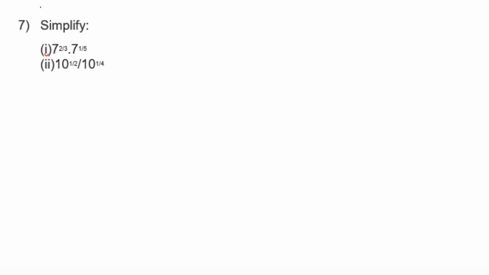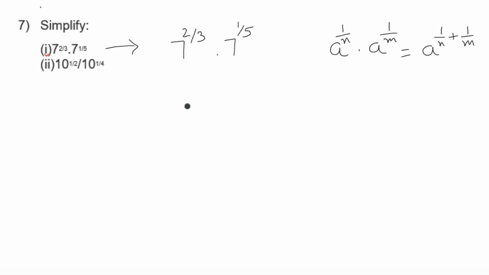Now our last question of today's problem solving session is first 7 to the power 2 by 3 multiply with 7 to the power 1 by 5. As we know the formula, if a to the power 1 by n multiply with a to the power 1 by m, this is equal to a to the power 1 by n plus 1 by m. We apply this formula here, it becomes 7 to the power 2 by 3 plus 1 by 5.